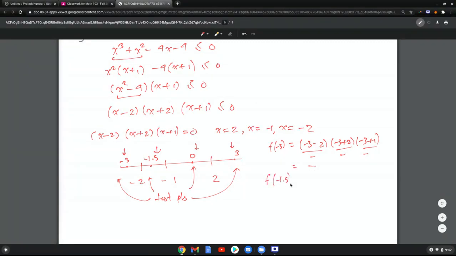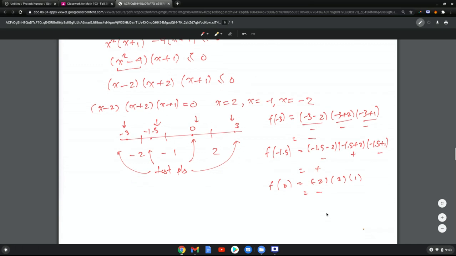F of negative 1.5, that's negative 1.5 minus 2, negative 1.5 plus 2, negative 1.5 plus 1. Again, you don't have to evaluate the actual value because all you care about is its sign. That's negative, that's a positive, and that's a negative. A negative times positive times a negative is positive. F of 0 is going to be negative 2 times 1. Now that's negative, positive, positive, which is a negative.